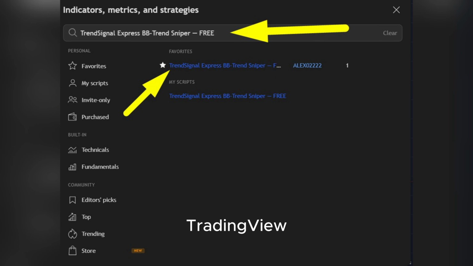We go to the TradingView platform, click on Indicators in the top menu, type the name of the indicator into the search box, TrendSignal Express BB-Trend Sniper, free, and then select it from the list.